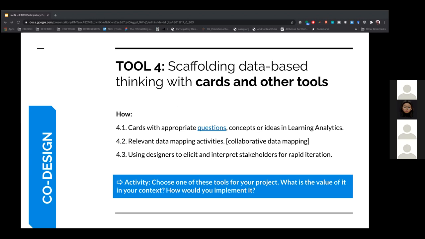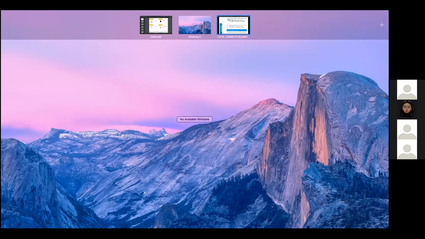JP, can I just direct another question toward you from the chat form? Yes, please. So the question is, does data literacy matter at this level? Do you introduce some sorts of information about data to students?